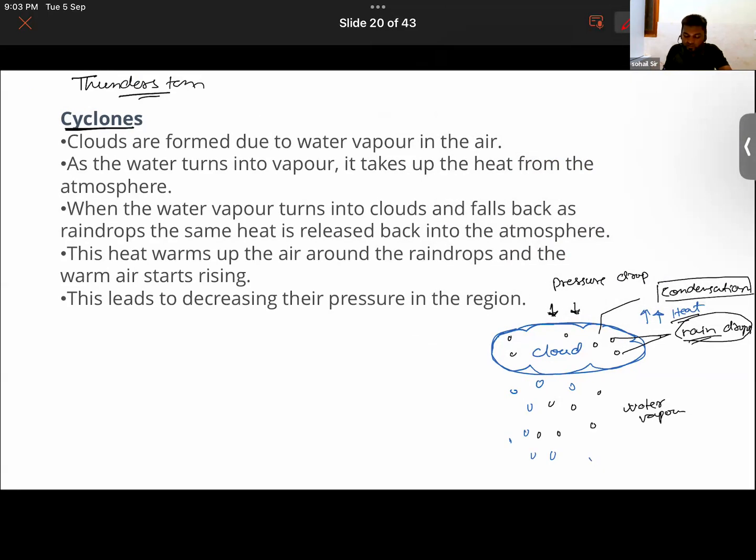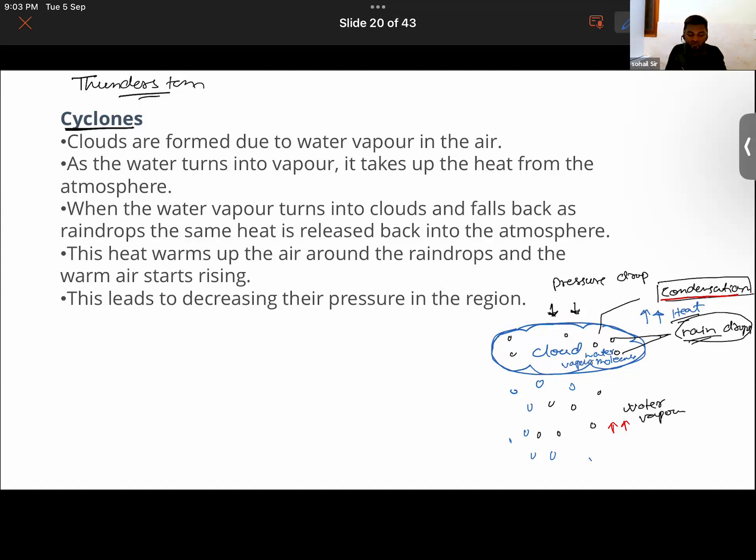Look, the water vapors here are rising up. So much of water vapor accumulates and forms cloud. Then condensation takes place. Usually at the higher levels of the atmosphere, the temperature is lower, so condensation is taking place. During condensation, the molecules of water vapor are being converted into water drops, into raindrops.